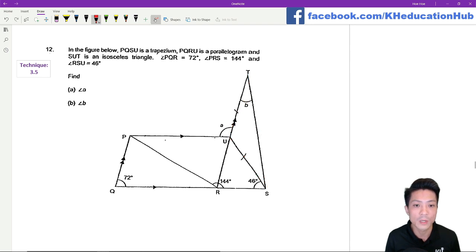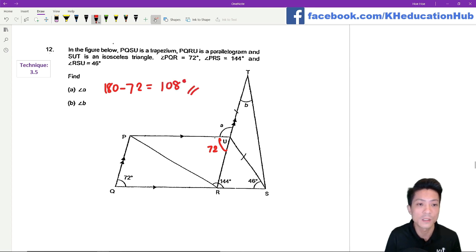Angle PQR is 72, PRS is 114, and RSU is 46. Now I need to find angle A and angle B. Angle A, since we know that PQRU is a parallelogram, this would be 72, and angle A would be 180 minus 72, which is 108 degrees. This is the answer for part A.